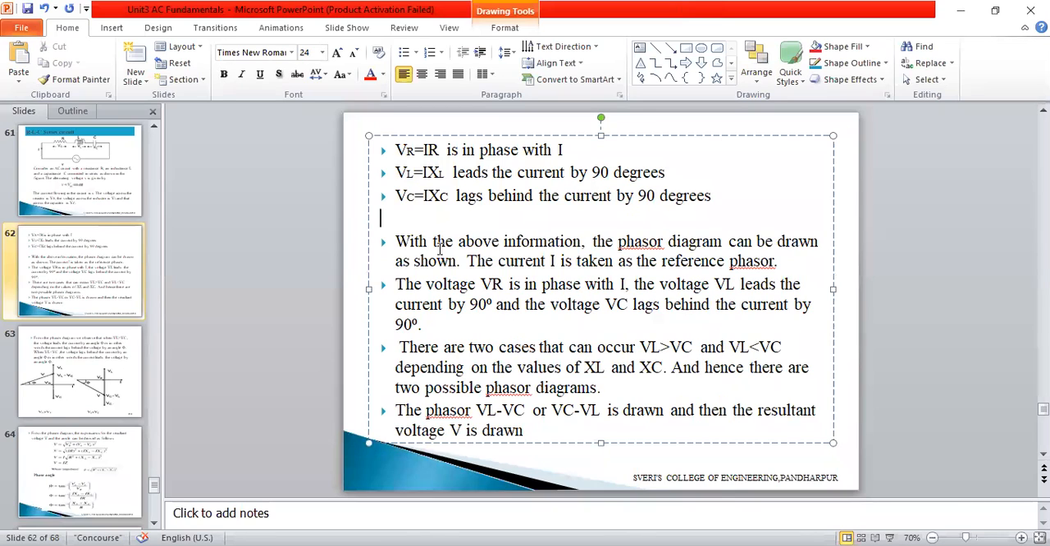Next third point: the voltage across capacitor, VC, lags the current by 90 degrees.